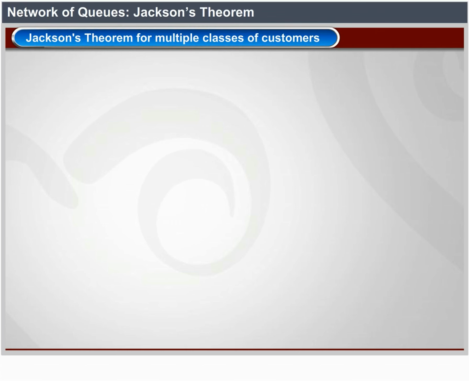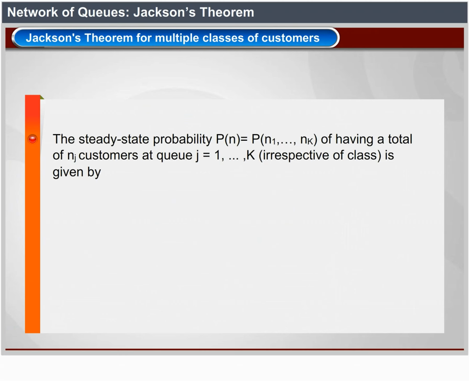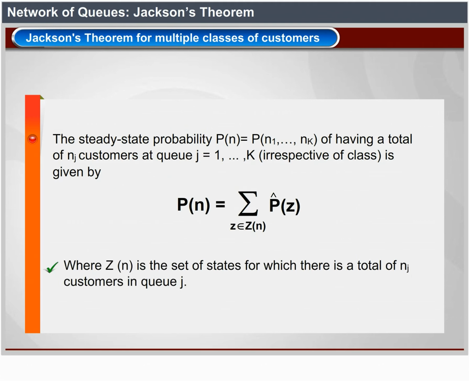Assuming that 0 less than G less than infinity, the steady state probability P of Z of the state Z is equal to Z1, Z2 to Zk is given by the following. The steady state probability P of n is equal to P of n1 to nk of having a total of n_j customers at Q_j, j is equal to 1 to k, irrespective of class, is given by the following, where Z of n is the set of states for which there is a total number of n_i customers in Q_j.